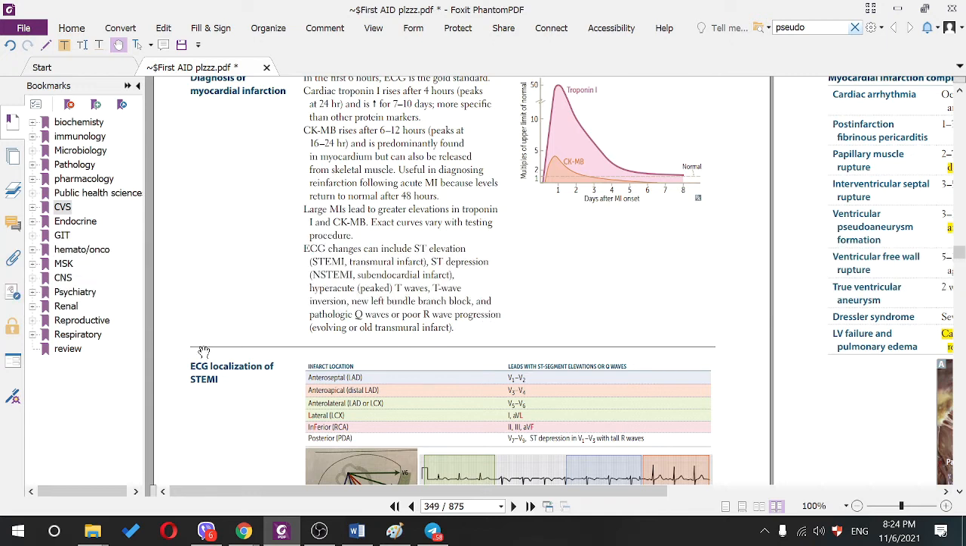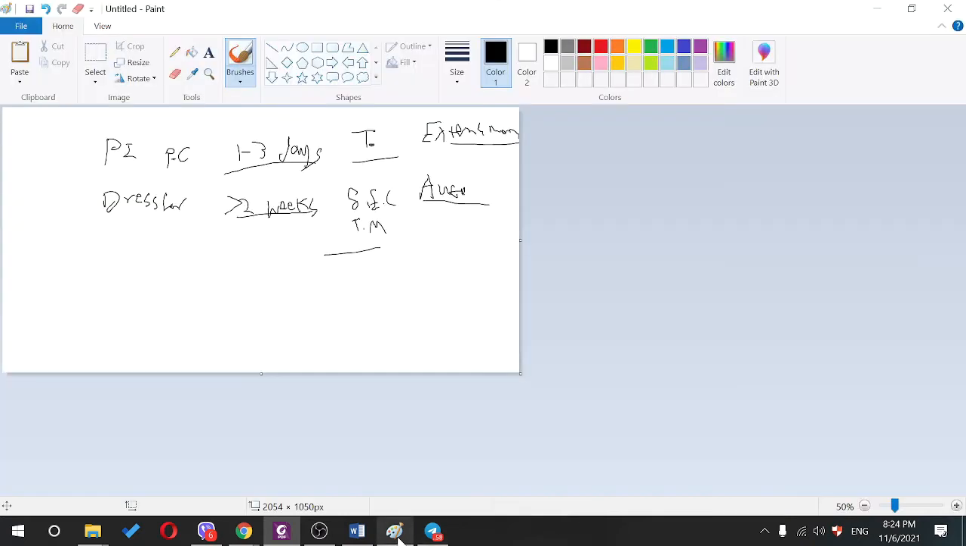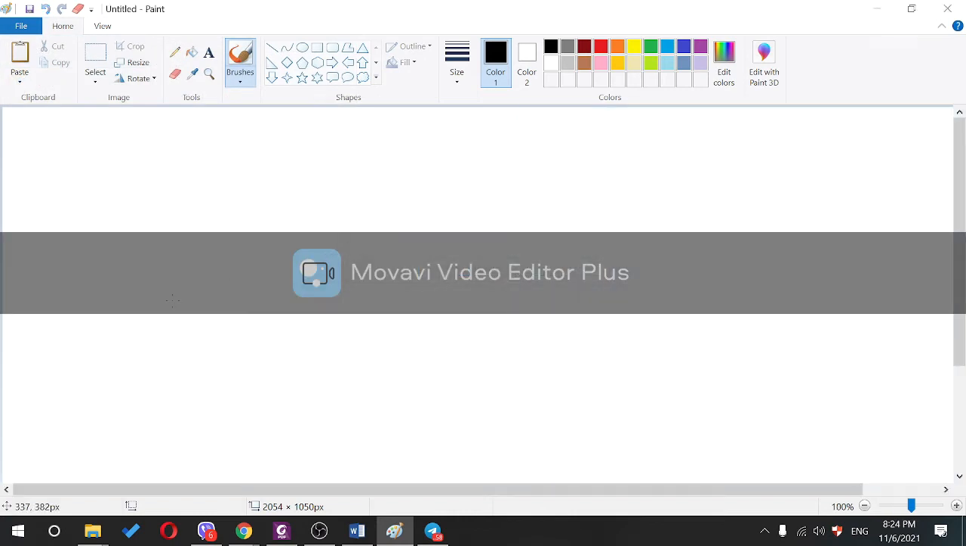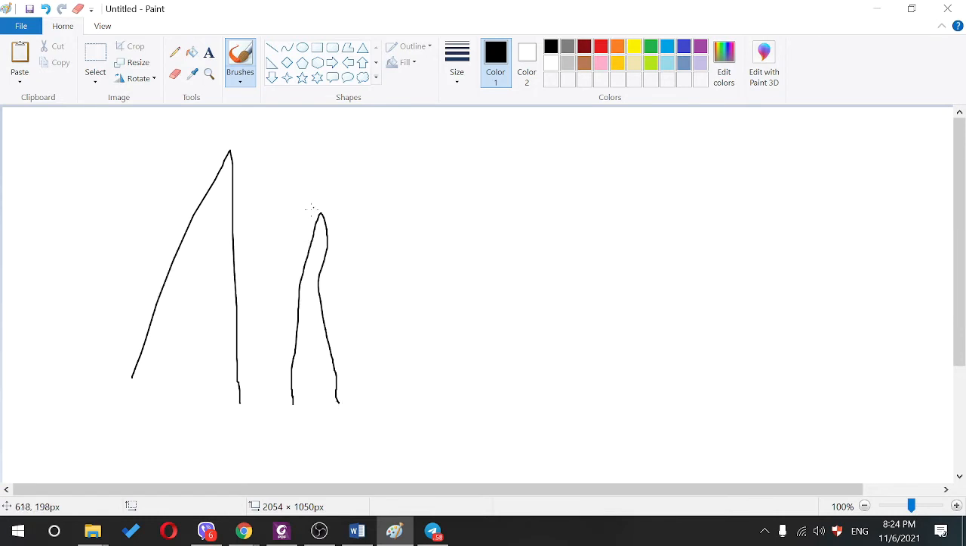So, next thing, R wave progression. So the R wave progression, it's evolving or an old transmural infarction. What does that mean? Guys, if you have a necrotic tissue that has scarred, it will not be able to contract anymore. And the contraction creates the R wave. If you cannot contract anymore or you contract less, the R wave will be less long. It will not be the same.